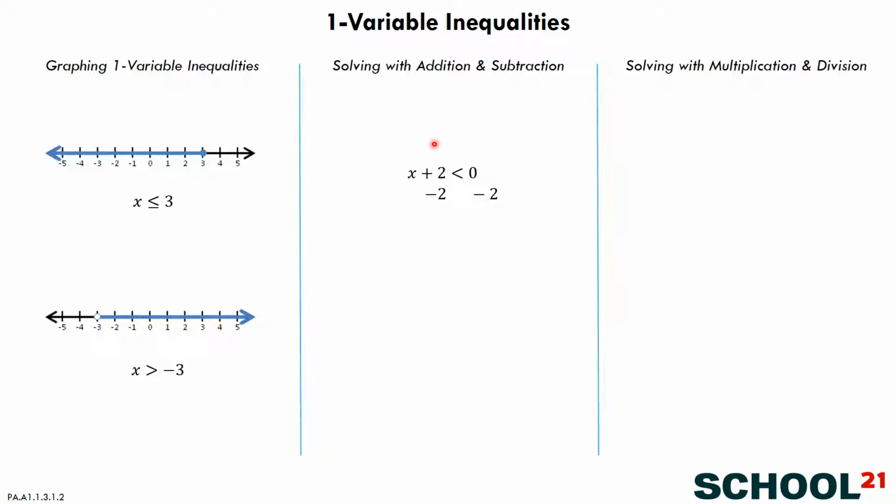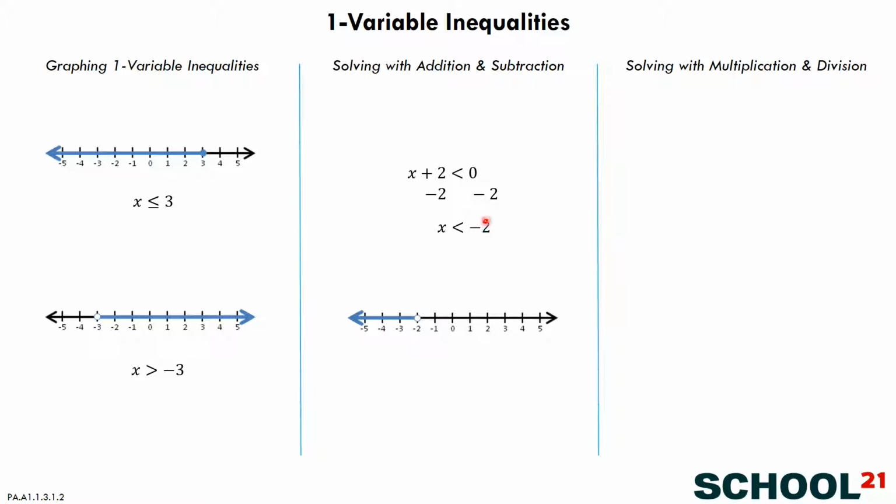And then what would you have on the left-hand side? On the left-hand side, you'd have x. Right, because 2 minus 2 is just 0. So we'll just have x there. And on the right-hand side, you have 0 minus 2, which is? -2. Good.